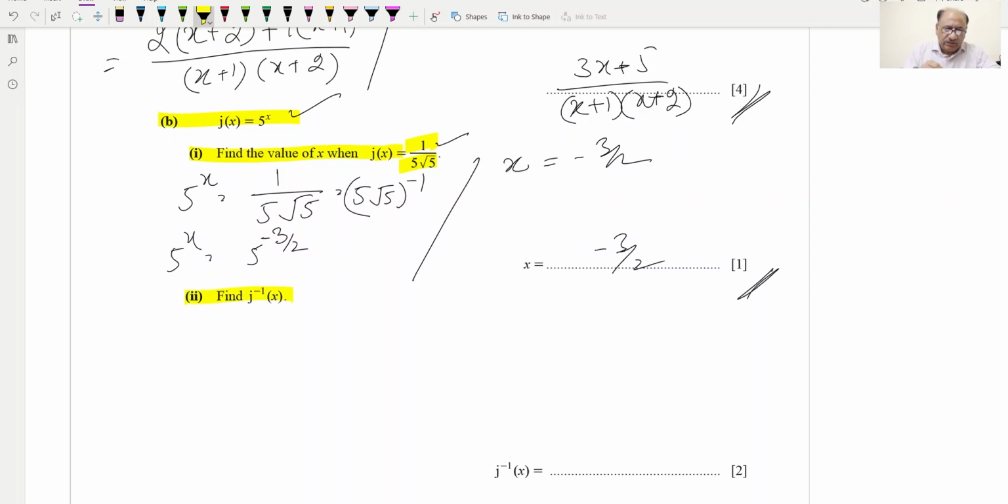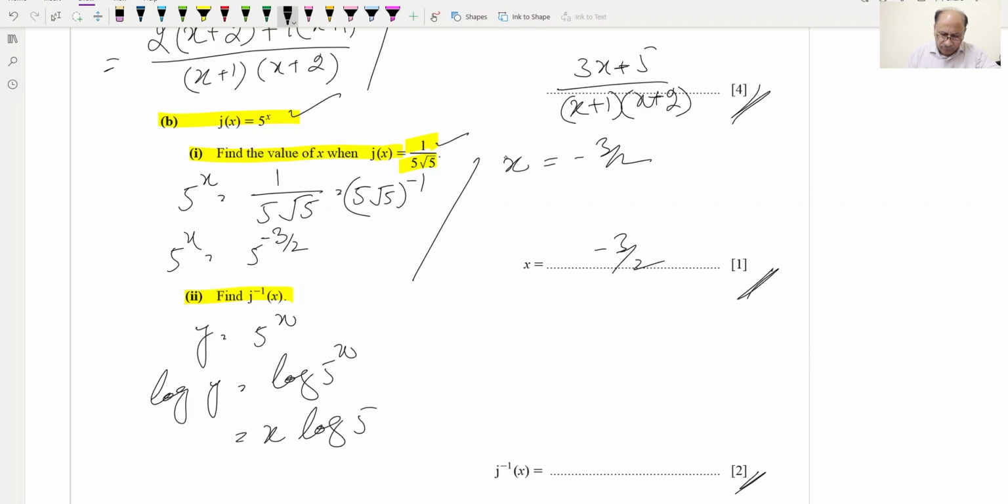And find j inverse of x. Now for j inverse of x, this is a 2 mark question, so we can write y is equal to g of x, 5 raised to power x. Now we need to make x the subject. To make x the subject, we'll take log on both sides. Log of y is equal to log of 5 raised to power x. This power we can write first, so it will be x log of 5 and log of y.